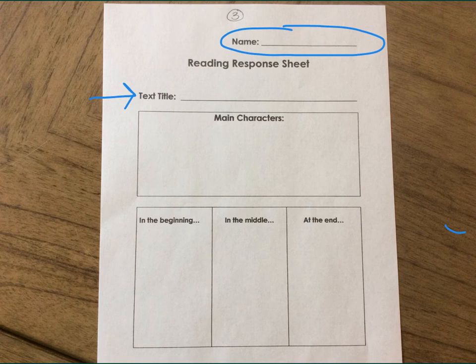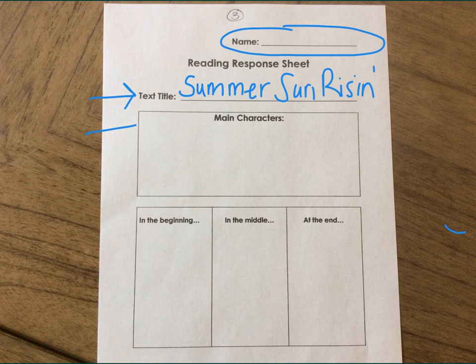I'm going to use the story Summer Sun Rising as an example. So I'm going to write Summer Sun Rising. That's my text title. The next thing we need to do is draw a sketch and label the main characters.